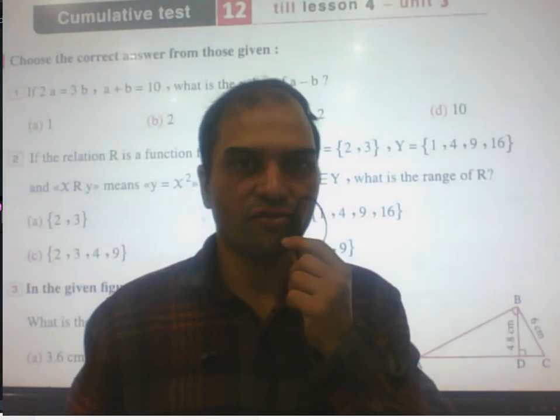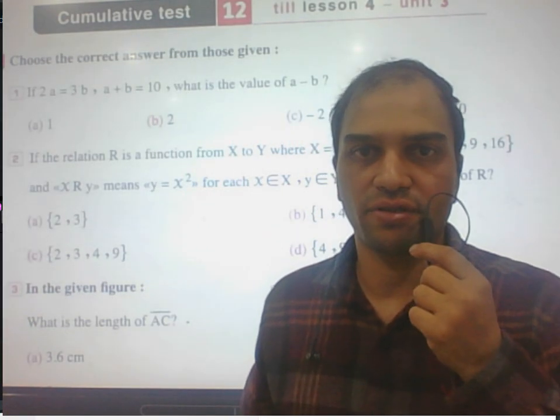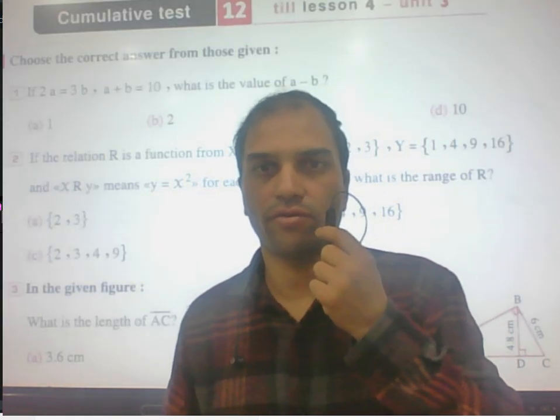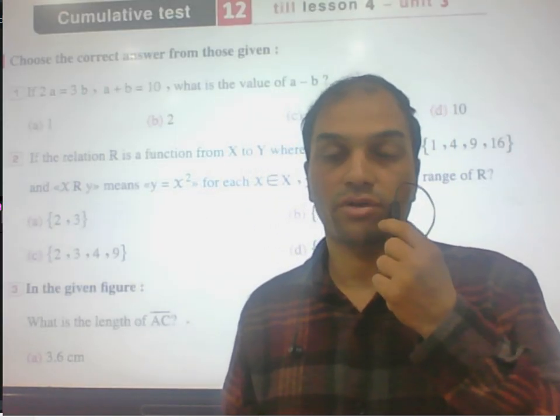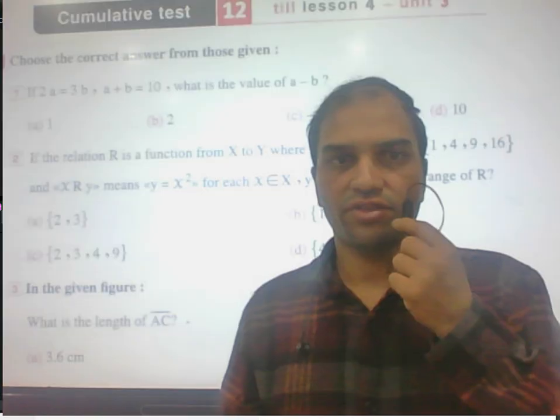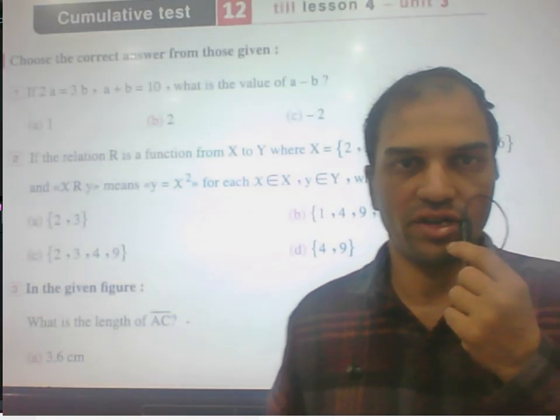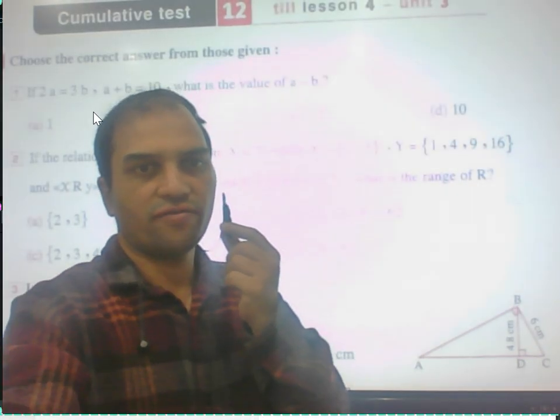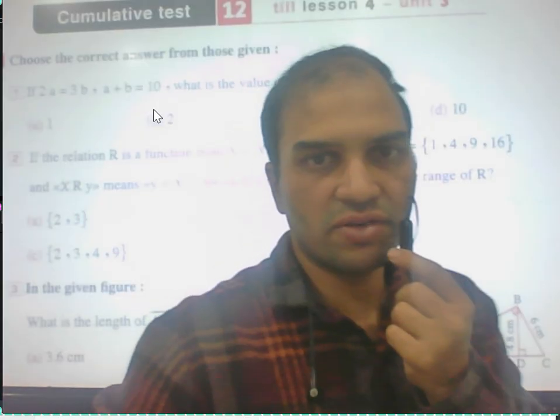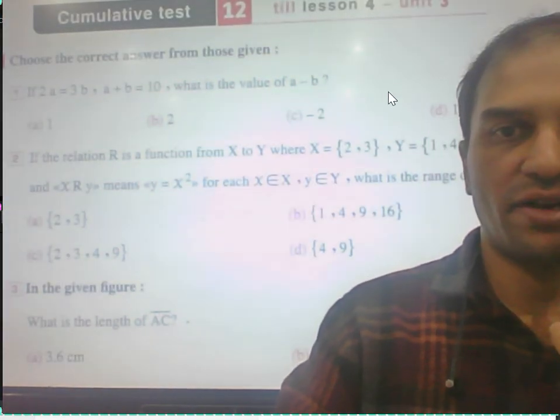Today we will solve from the Mo'aser book, Cumulative Assessment number 12 to lesson 4, unit 3. Unit 3 talks about geometry. First question: if 2a equals 3b and a plus b equals 10, what is the value of a minus b?